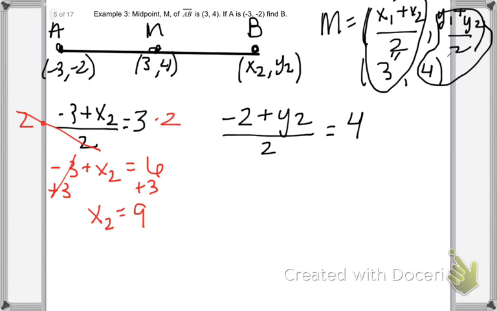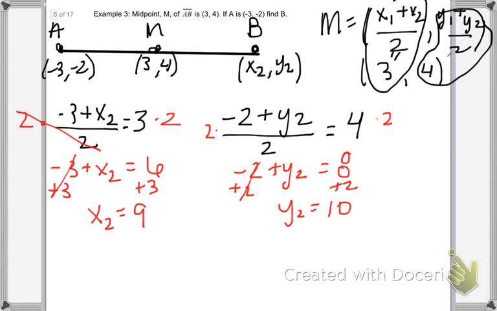Now let's find that y term. Same thing, we need to multiply by 2 on both sides because we're dividing by 2. So I'm going to have -2 plus y2 is equal to 8. Add 2 to both sides, and I'm going to get y2 is equal to 10. So my coordinate of B is 9, 10.